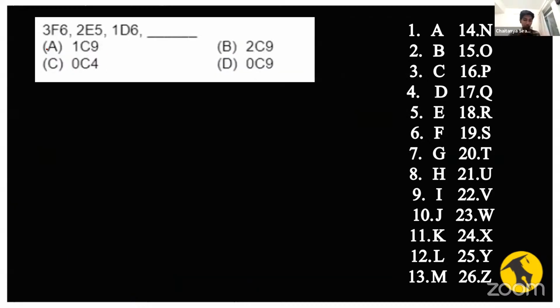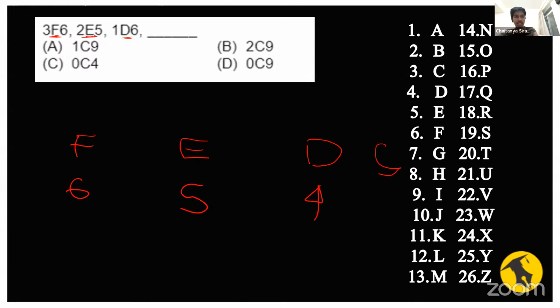Okay, this is a mix of number and letter as well. So here we have F, E, D. F is how much? 6, E is 5, and D is 4. So you can expect the next term to be C, which is in all the options. Now, what is the relevance of these numbers? If you see properly, this is 36, 25, and this one is 16. So I'm doing a square of each term.